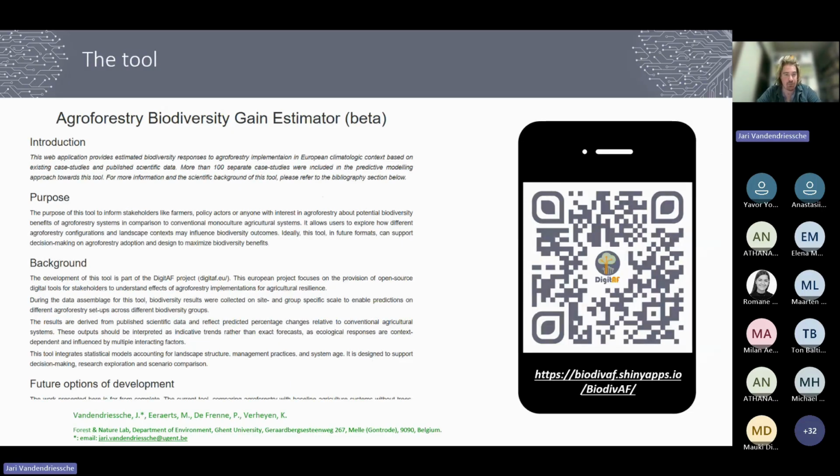Now the tool itself, as for now, is called the Agroforestry Biodiversity Gain Estimator. It's still a beta version. You can see the QR codes and the link to the right, so you can properly retrieve it after this webinar as well. The first page of the tool is really an introduction page about what we aim for, what the tool does, what background it has, and what data is integrated.